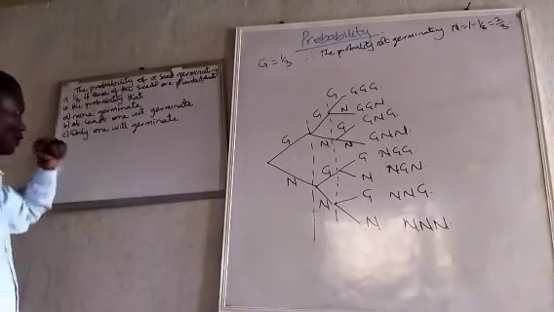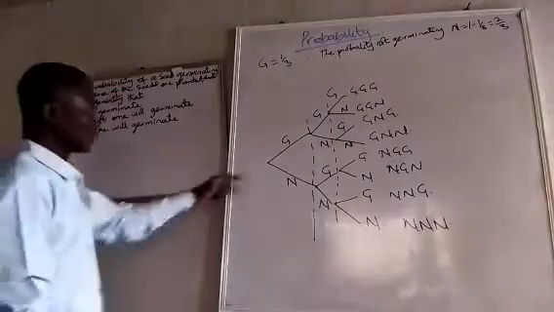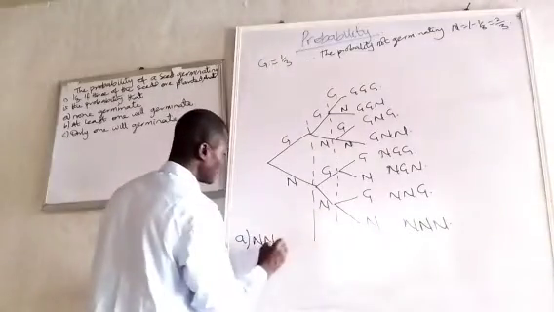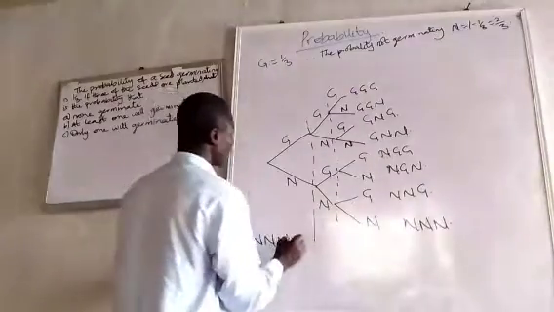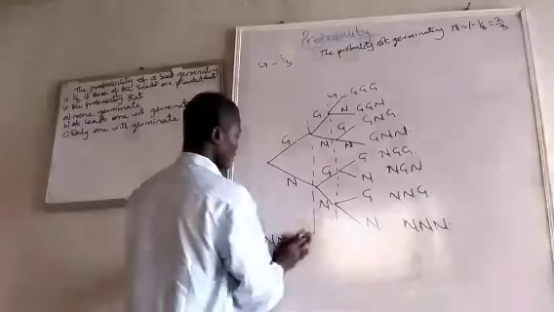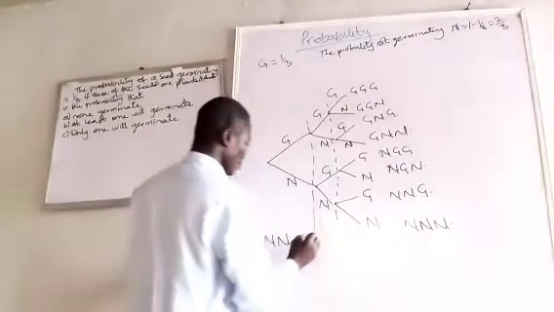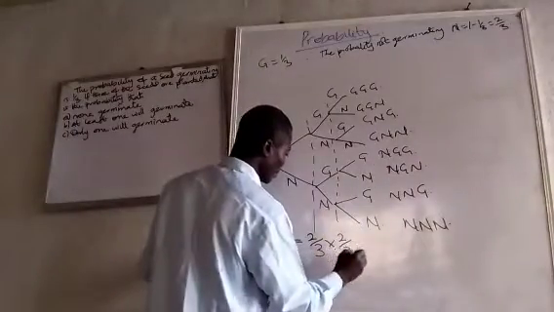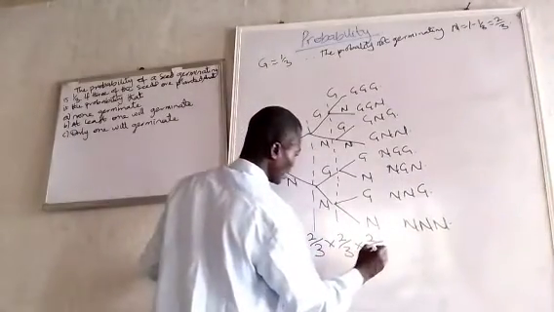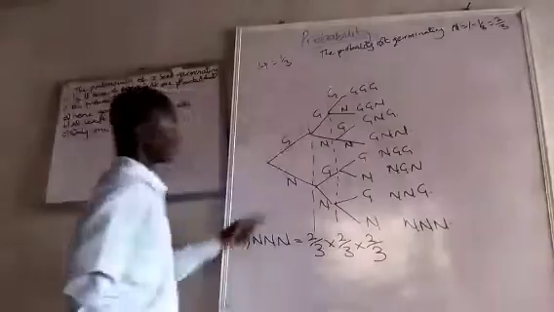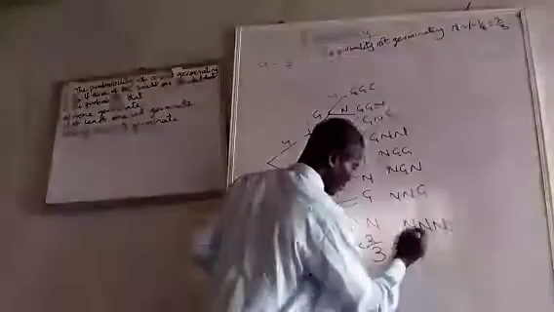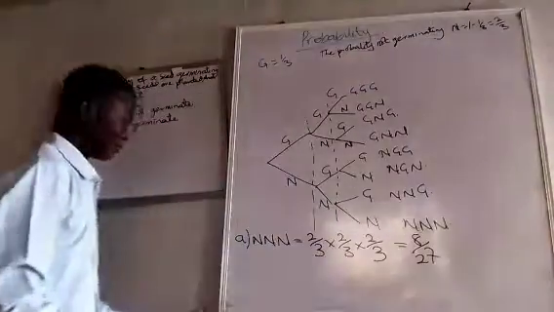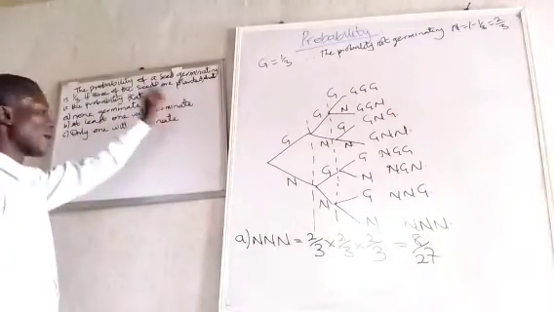Now let's go from this place. We can check. The probability that none germinate is NNN. That will be 2/3 times 2/3 times 2/3. So it's going to give me 8/27. Easy.